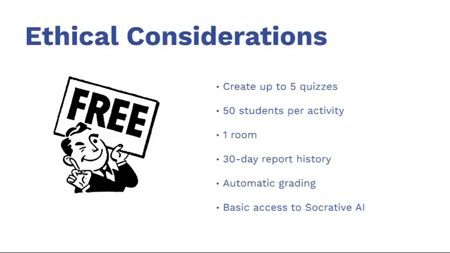Further ethical considerations include considering the cost for using the technology. For student use, it is 100% free. For teachers, there are two options for personal accounts and one for a business or organization. For the free account, you can create up to 5 quizzes, have 50 students per activity, have one room, includes a 30-day report history, has automatic grading, and allows basic access to Socrative AI.